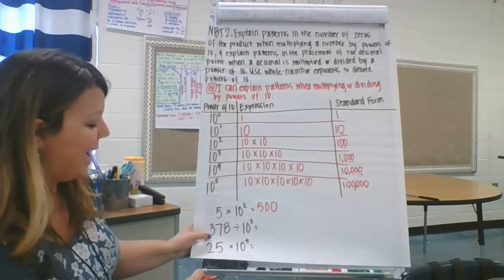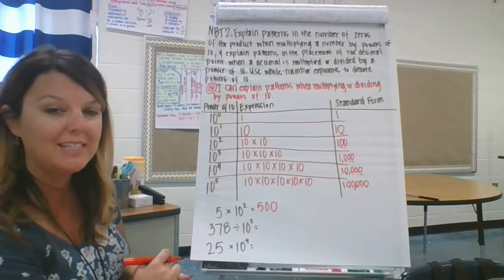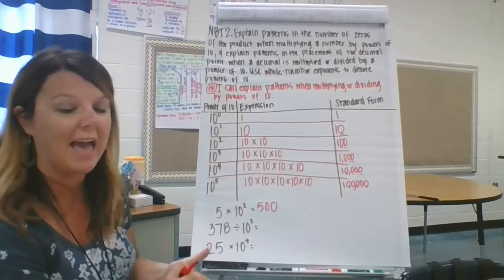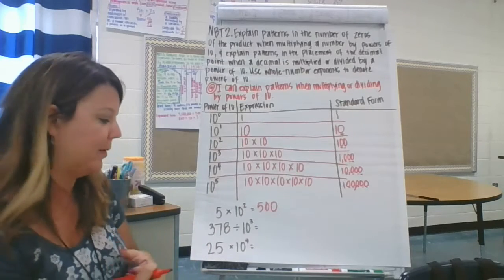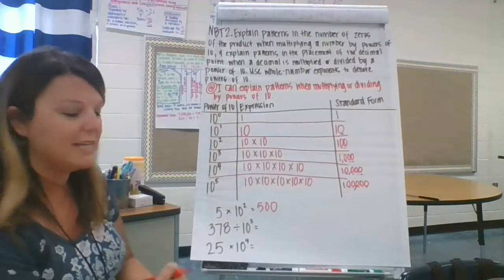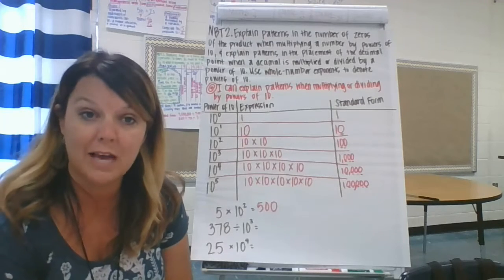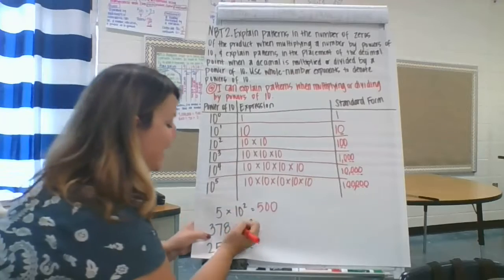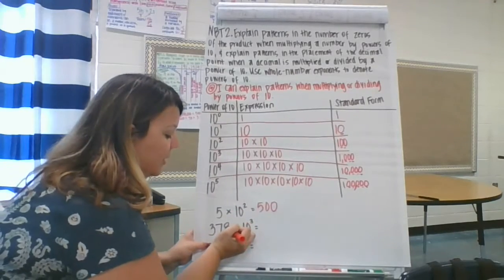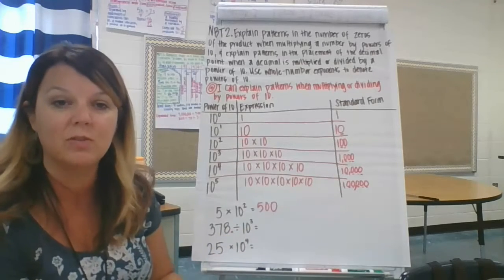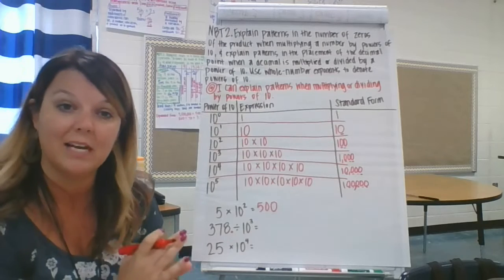Okay. Now, the same concept works for division, but it's a little bit different because instead of looking at the zeros in the number, we're going to look at the decimal place in the number. So you're going to say to me, Miss Southern, that's a 378. It doesn't have a decimal. And I'm going to say to you, all numbers have a decimal. It's just at the end. Where's the decimal? It's at the end of a whole number, just like a period. So think of a period comes at the end of a sentence. A decimal comes at the end of a whole number.